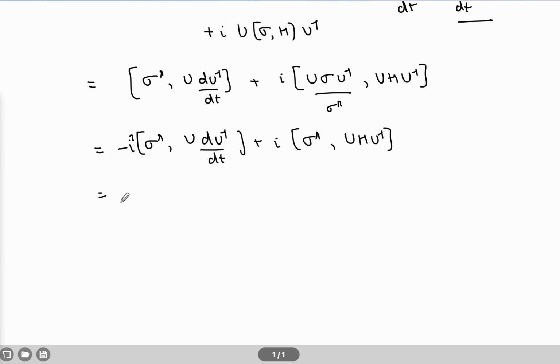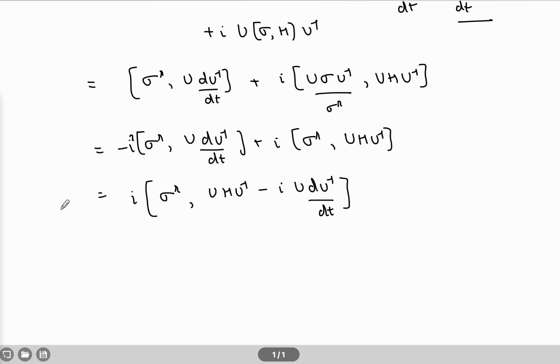Then I'm left with I, and then I can take sigma r and bring this in the same commutator. So what I've got is sigma r, U h U inverse minus I, which is coming from here. If I've taken I out, I'm left with minus I. So minus I can take inside here, and then U dU inverse/dt, right? So this is simple enough to understand.